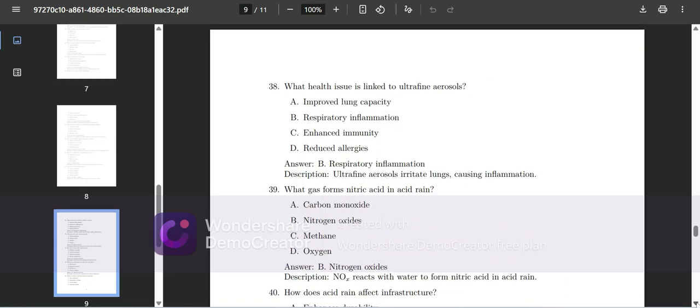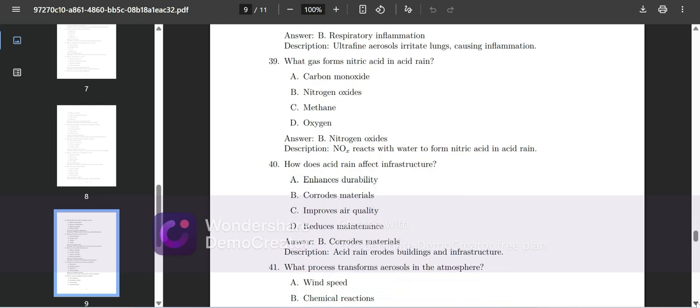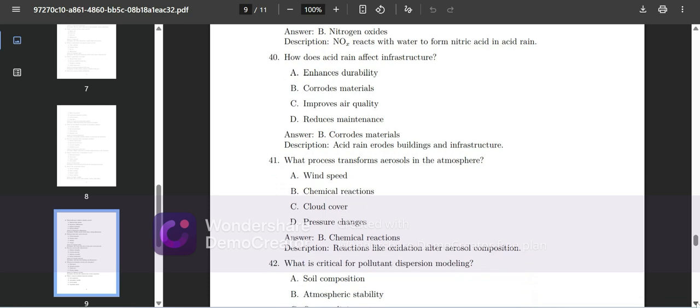What health issue is linked to ultrafine aerosols? Respiratory inflammation. Ultrafine aerosols irritate the lungs, causing inflammation. Which gas forms nitric acid in acid rain? Nitrogen oxide. Nitrogen oxide reacts with water to form nitric acid in acid rain.